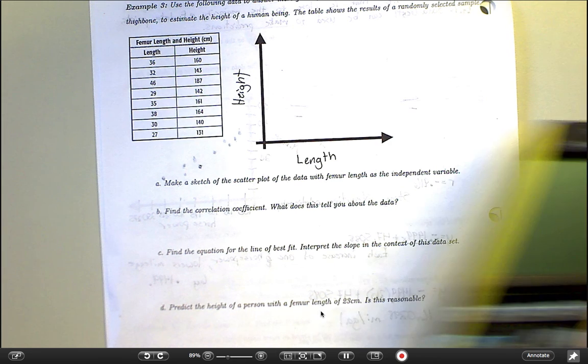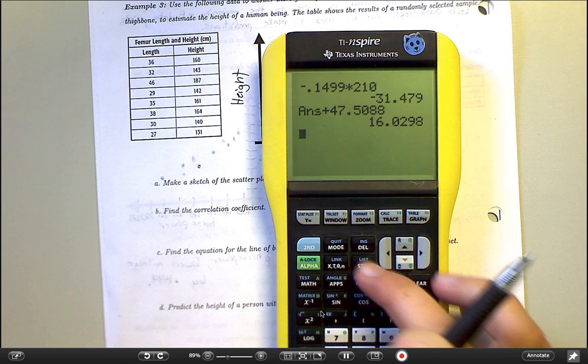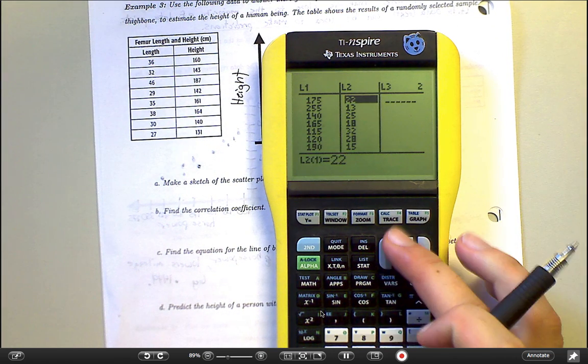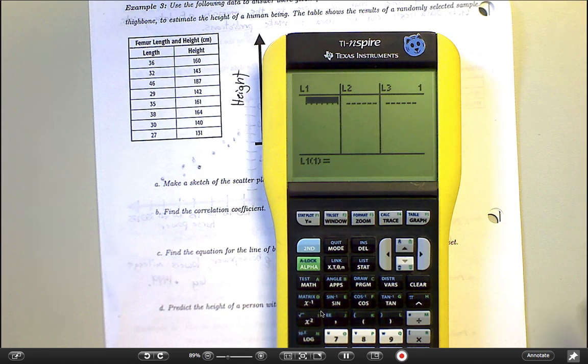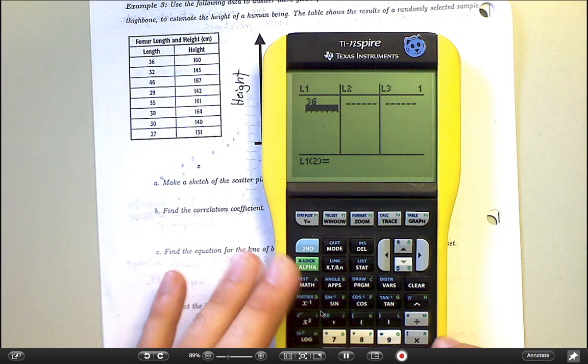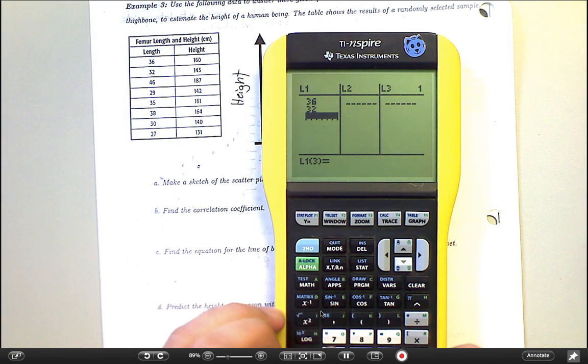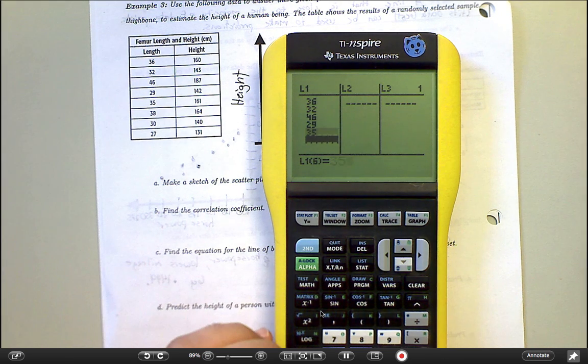Part B is to type this all into our calculator. So again, I'm going to get this turned on here. I'm going to STAT into Edit. I have my old data in here, so I need to clear that out on both sides. And I'm going to enter all these data points. The x's, or the lengths, are going to go into L1, and our other values, our heights, will go into L2.